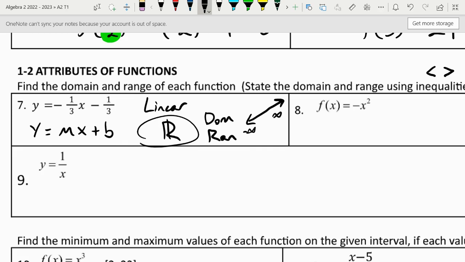So we don't even have to go look at Desmos. We know that this is going to look like a line. So we know that both the domain and range have to be all real numbers.